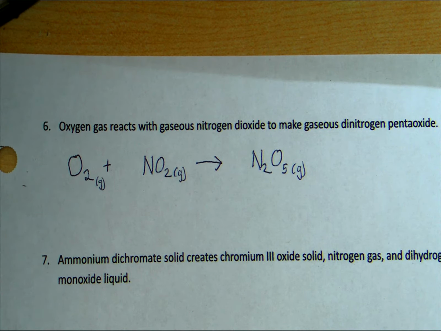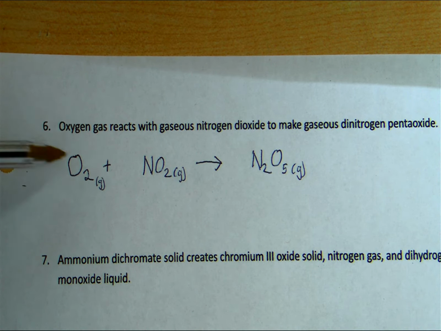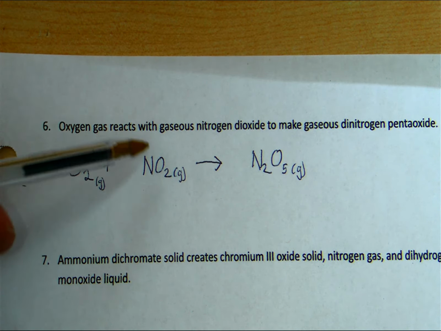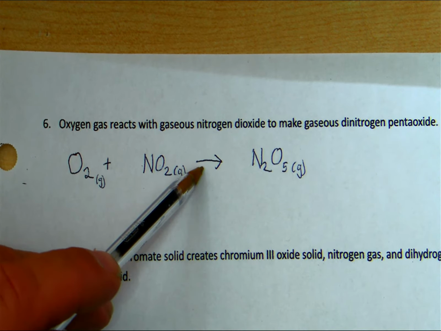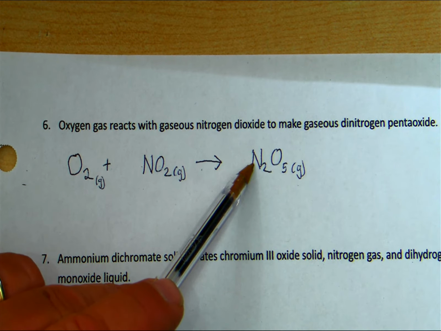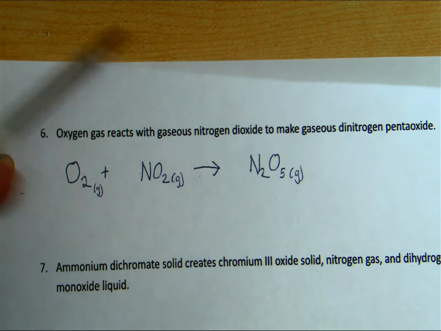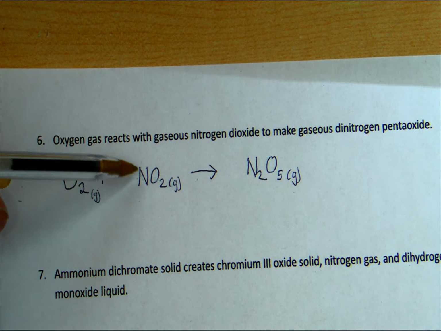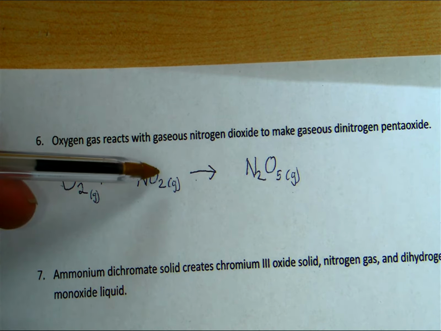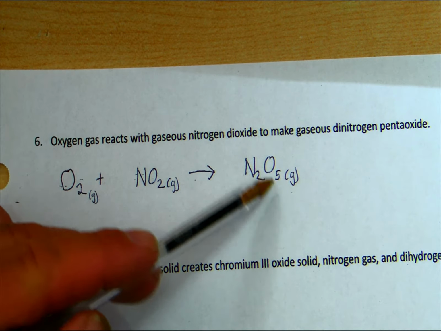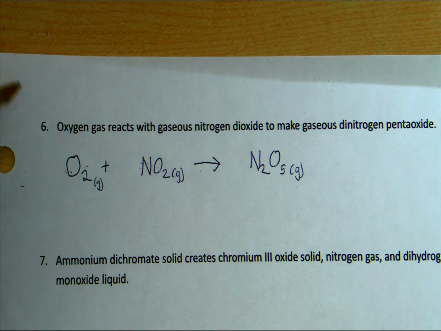I'm going to go and take the next step and try to, well, actually, that's all I'm going to do in this video. It's just write the skeletal equation. Oxygen gas reacts with gaseous nitrogen dioxide to make gaseous dinitrogen pentoxide. Clearly to you, this should be unbalanced because we only have 1 nitrogen on the left, 2 on the right, 4 oxygens on the left, 5 oxygens on the right.